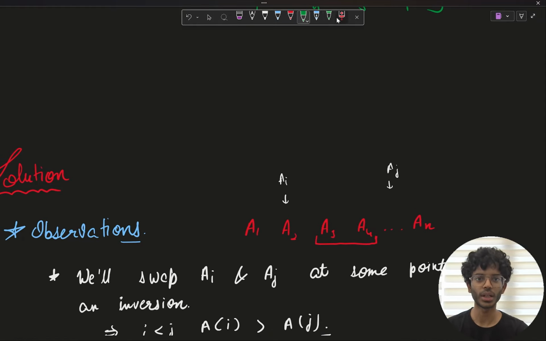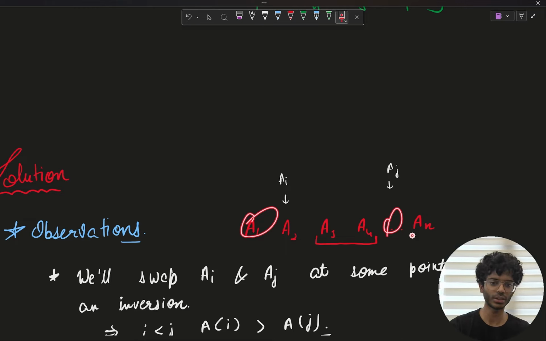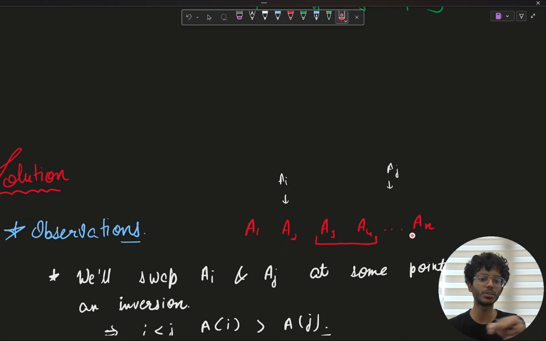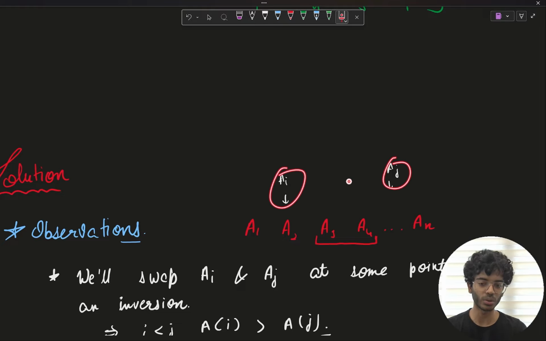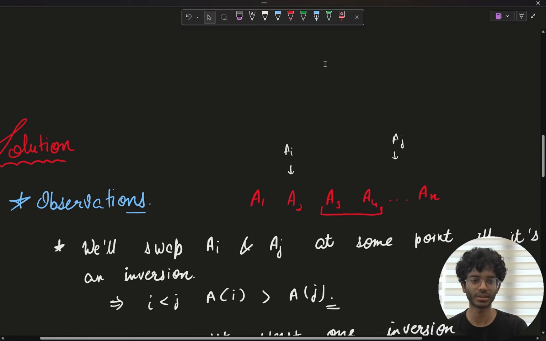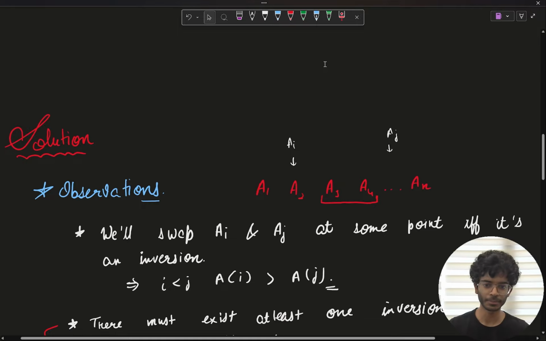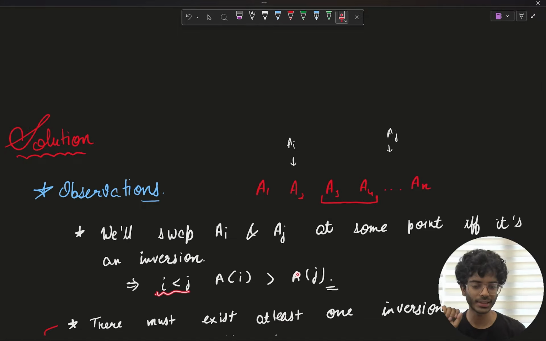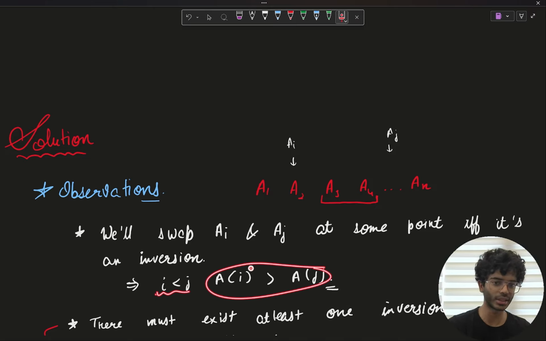So first of all, when are we swapping A of I and A of J? Say there is some arbitrary element A of I and some arbitrary element A of J. When will they ever be swapped with each other? If that pair is an inversion, it will be swapped. It's a basic property: for some I less than J, A of I is greater than A of J.